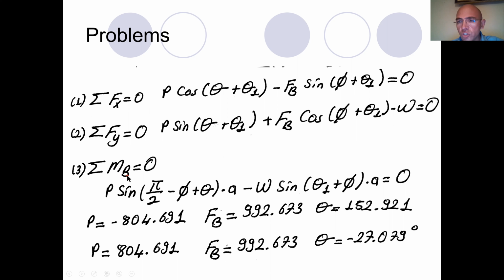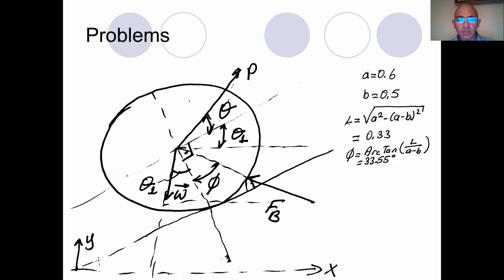Now, the third equation is equilibrium, so the sum of the moments with respect to any point has to be equal to 0 for the rigid body equilibrium. In fact, I can choose any point, but the reasonable choice is the point B in this case. So I choose point B, and I will calculate the moment with respect to point B.